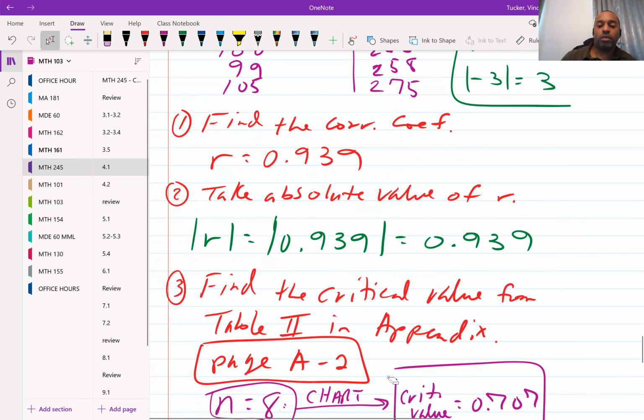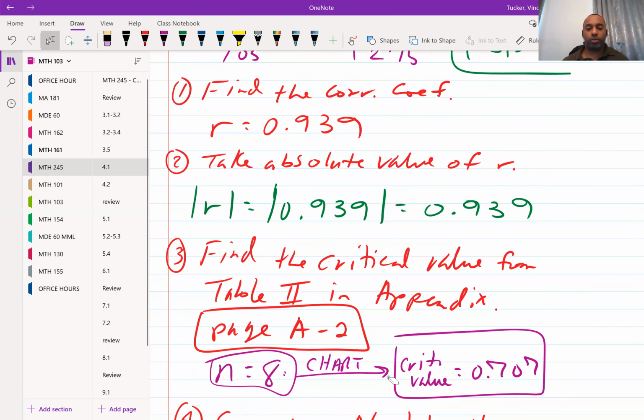All right, so step 3, we're going to go to table 2 in the appendix, which is page A-2, and we're going to find a critical value. I'm going to give you a second to write this down. I'll show you where it is in MATLAB. I think I have a copy of it somewhere to send to you guys, just in case, so you wouldn't have to go looking for it all the time. But yep, it's page A2, appendix, table 2.